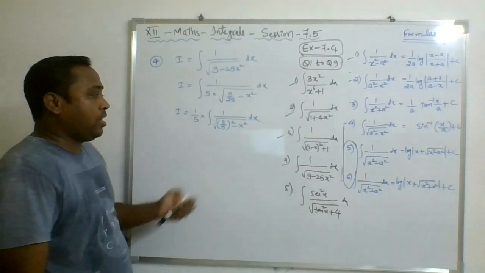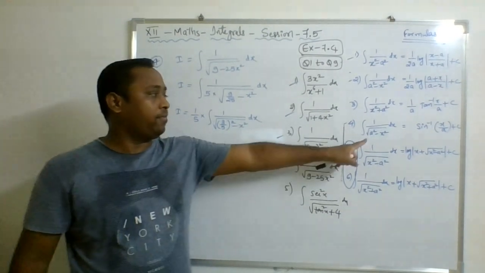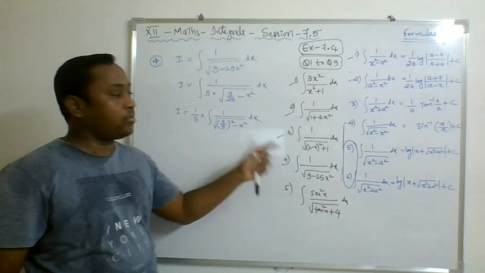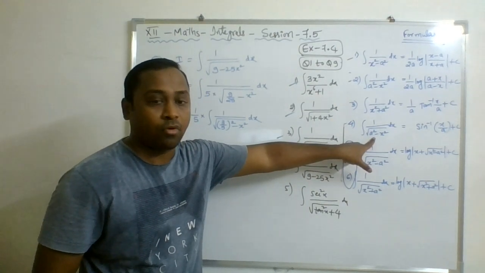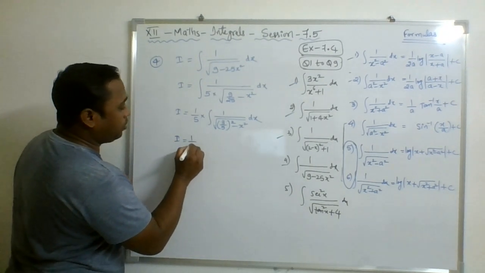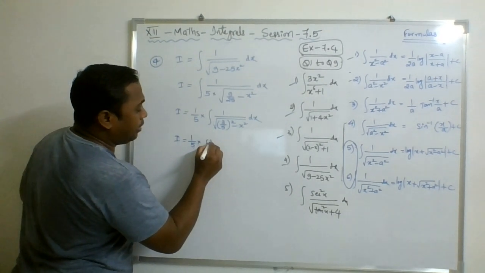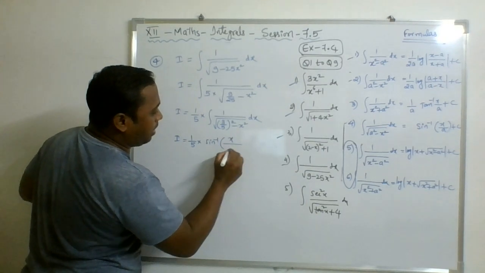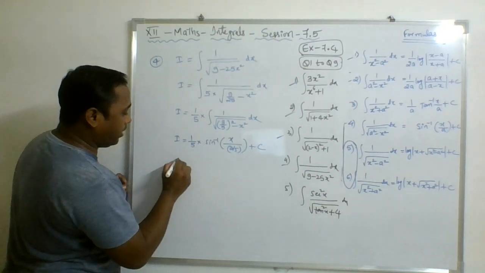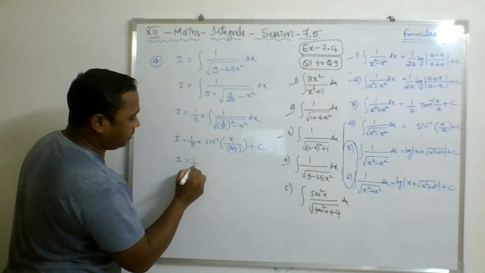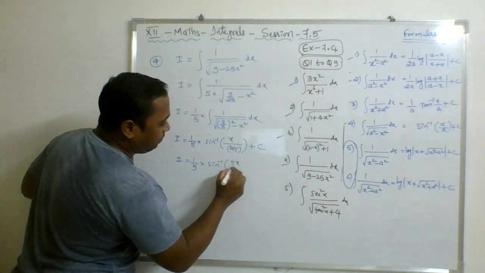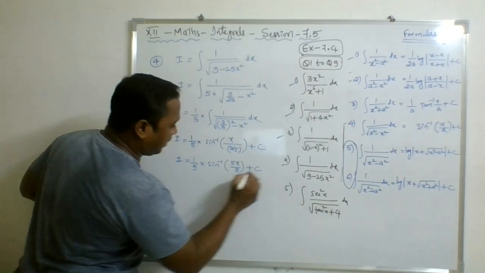Now it is exactly in the form of formula number 4, under root of a square minus x square. Apply this formula to get the answer. That's all. I is equal to 1 by 5 into sine inverse of x by a, a meaning 3 by 5, plus c. And do the reciprocal to get the final answer. I is equal to 1 by 5 into sine inverse of 5x upon 3 plus c.